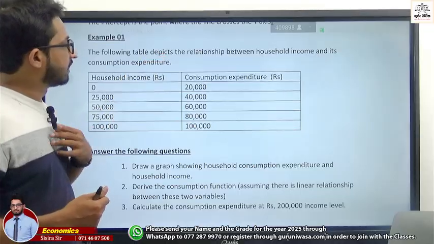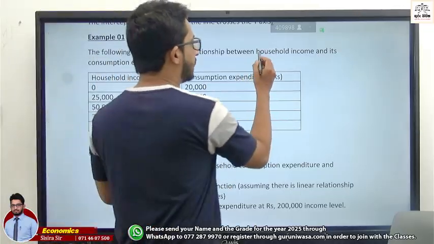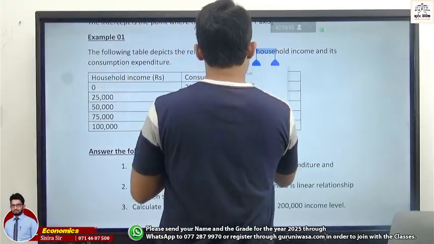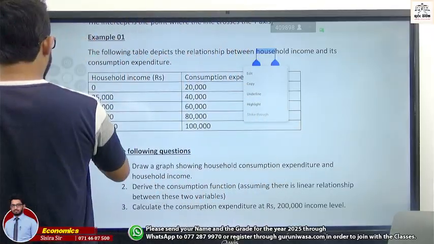The following table depicts the relationship between household income. Don't worry. Household means family.